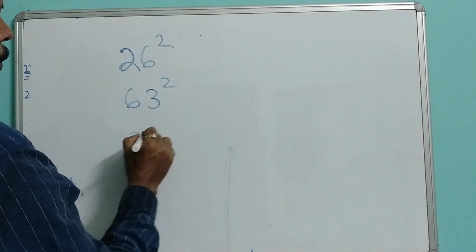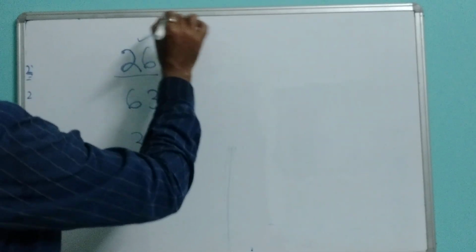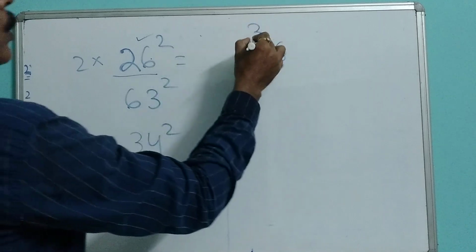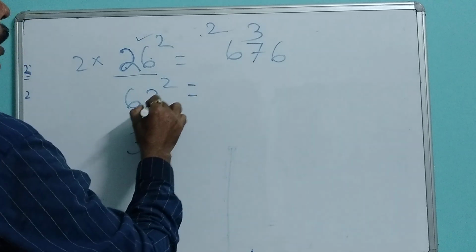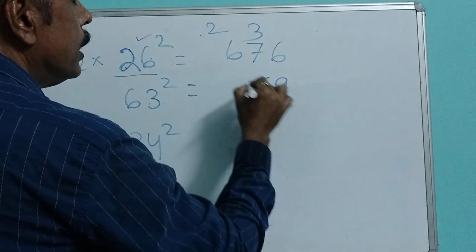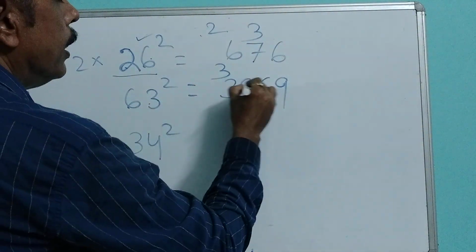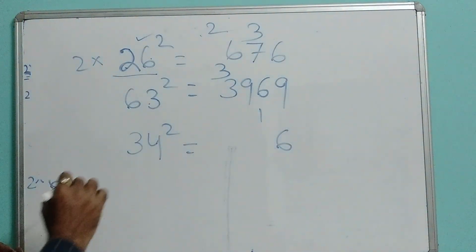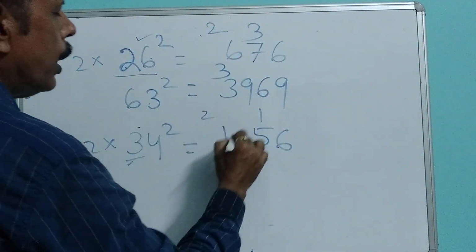Now follow the same method. For 26 square: right side square, 6 sixes are 36, carry 3, 6 twos are 12, into 2 is 24, plus 3 is 27, write 7 carry 2, 2 twos are 4 plus 2 is 6. So 676. For 63 square: 3 threes are 9, 3 sixes are 18, 2 times is 36, write 6 carry 3, 6 sixes are 36 plus 3 is 39. For 34 square: 4 square is 16, write 6 carry 1, 4 threes are 12, into 2 is 24, plus 1 is 25, write 5 carry 2, 3 threes are 9 plus 2 is 11.